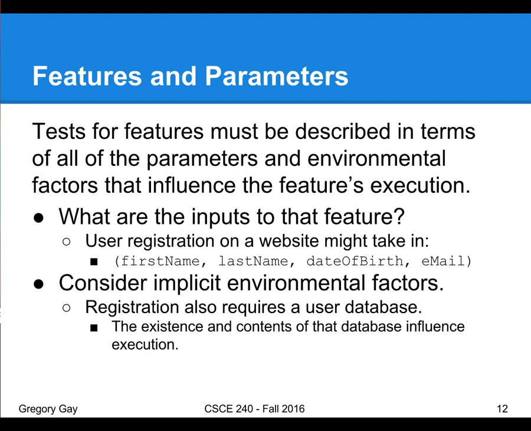Now, these tests for these features need to be described in terms of the parameters of those features and also the environmental factors that can influence that feature's execution, right? So, say we have that user registration feature on our web form. Well, it's got a list of parameters, right? You're going to have a first name, your last name, maybe a username, an email address, a date of birth, right, when you go to register. And those are things you fill in. You can imagine when you're talking about the source code, those are going to be parameters to a method in that code.